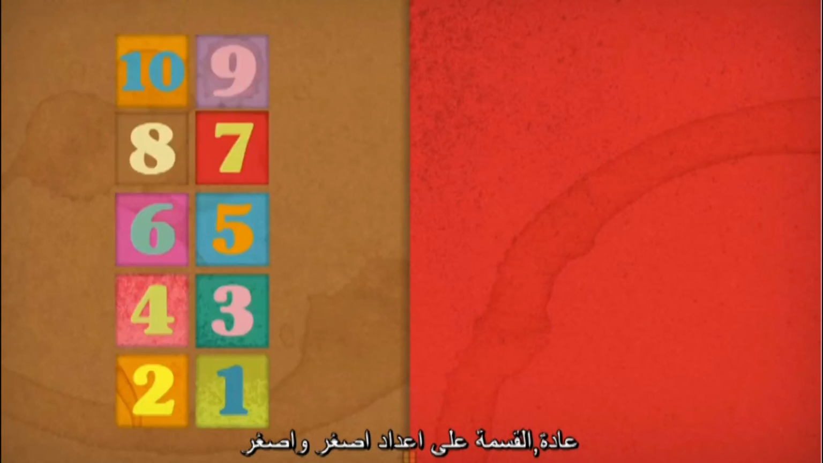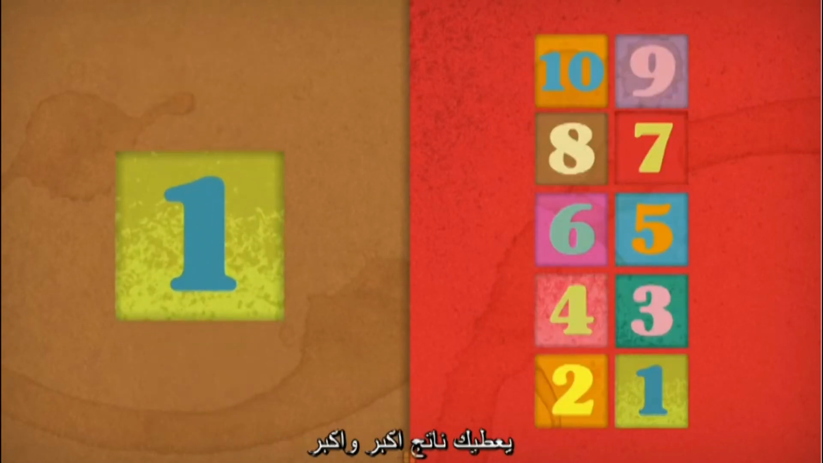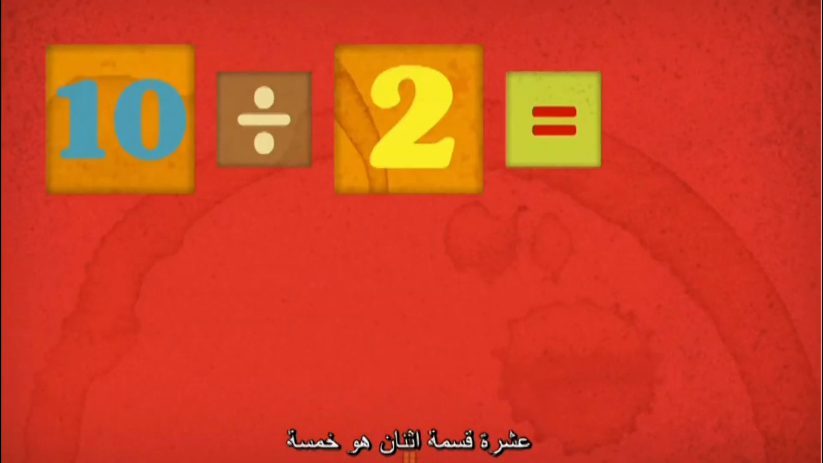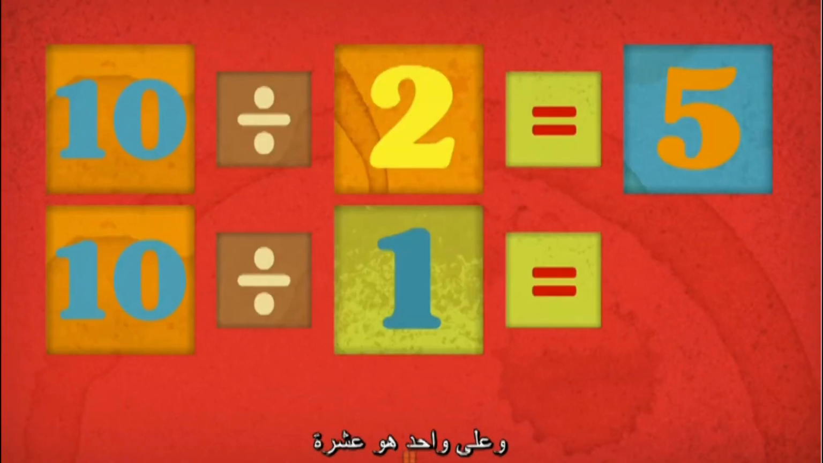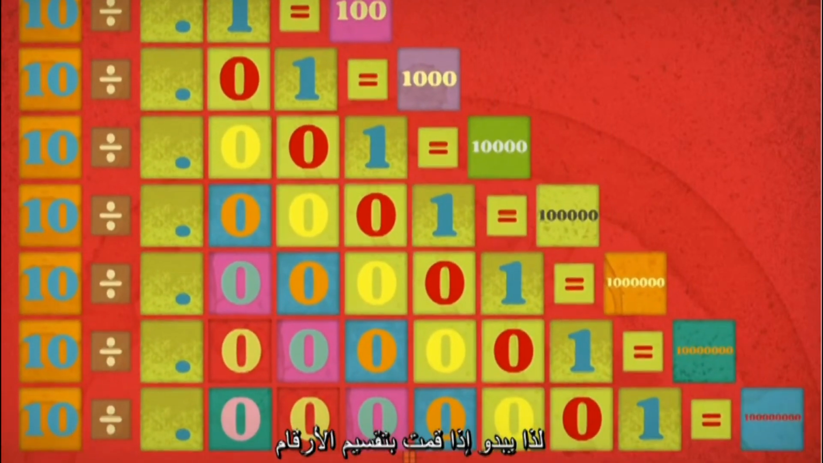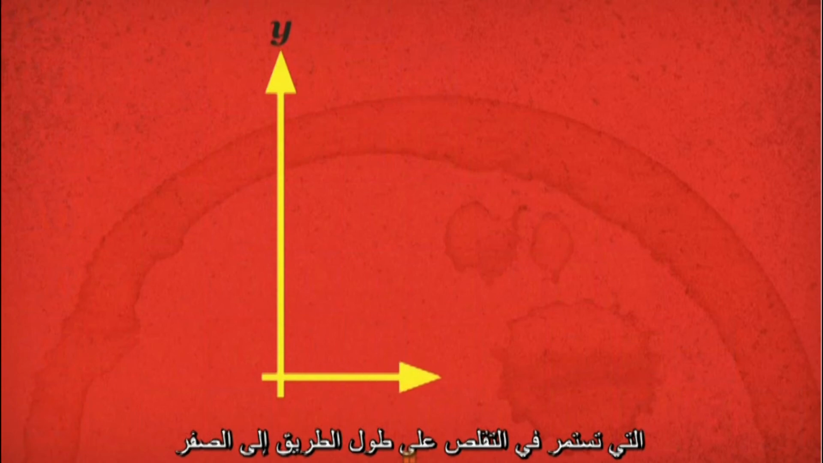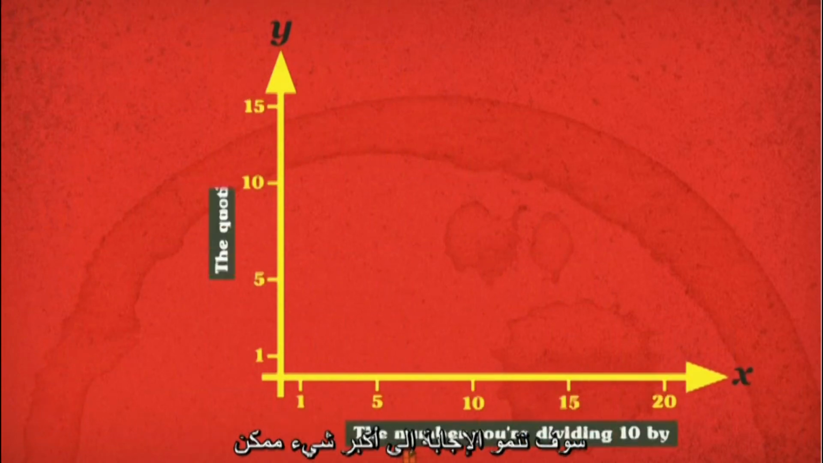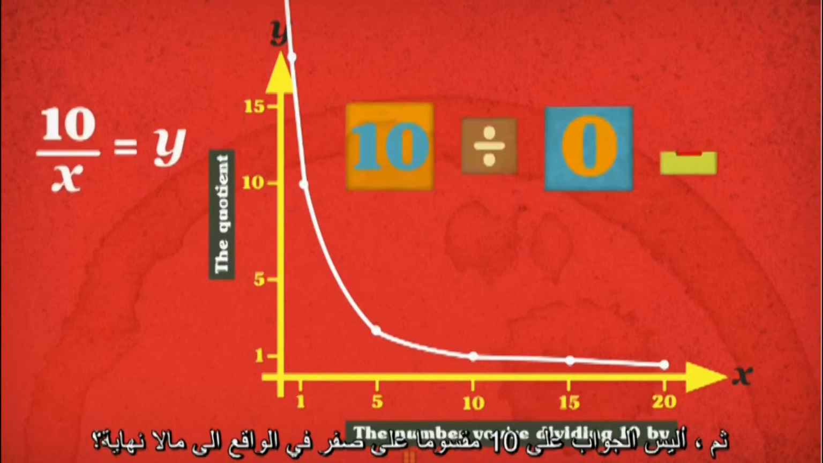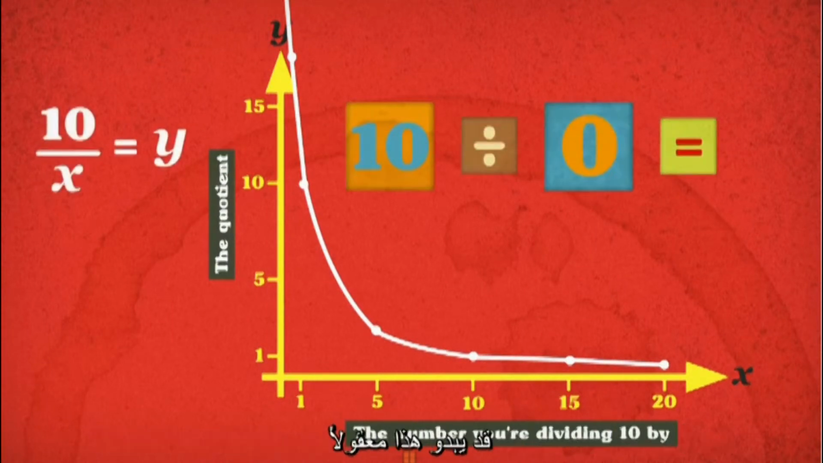Normally, dividing by smaller and smaller numbers gives you bigger and bigger answers. 10 divided by 2 is 5, by 1 is 10, by 1 millionth is 10 million, and so on. So it seems like if you divide by numbers that keep shrinking all the way down to zero, the answer will grow to the largest thing possible. Then isn't the answer to 10 divided by 0 actually infinity?